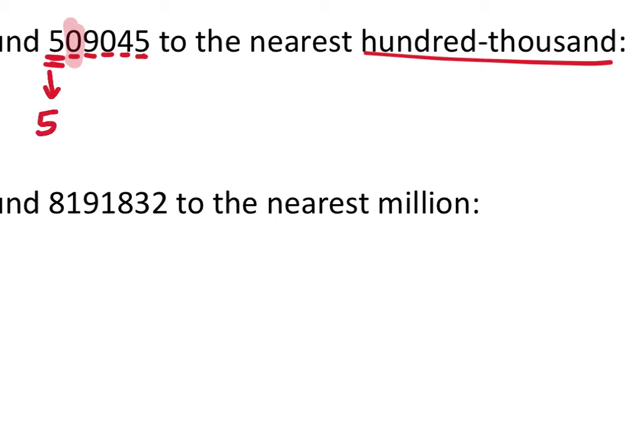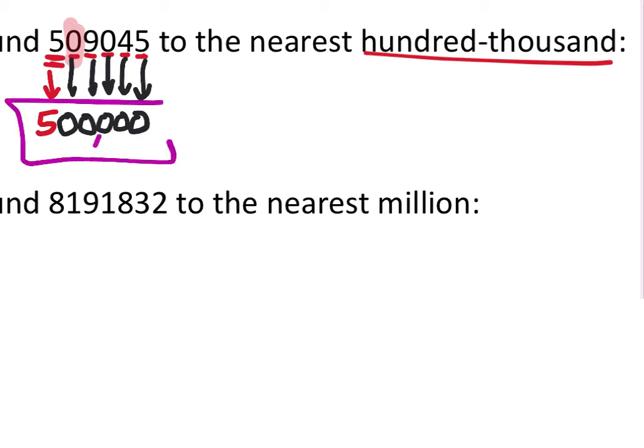Since it is a 0, the 5 in the 100,000s position will stay a 5. But then, everything to the right of that 100,000s place value will become zeros. So, what do we got? 1, 2, 3, 4, 5 place values there. So I need 5 zeros to fill in those place values. And this is 500,000. You can put the comma in if you like. But that's our answer for this one.